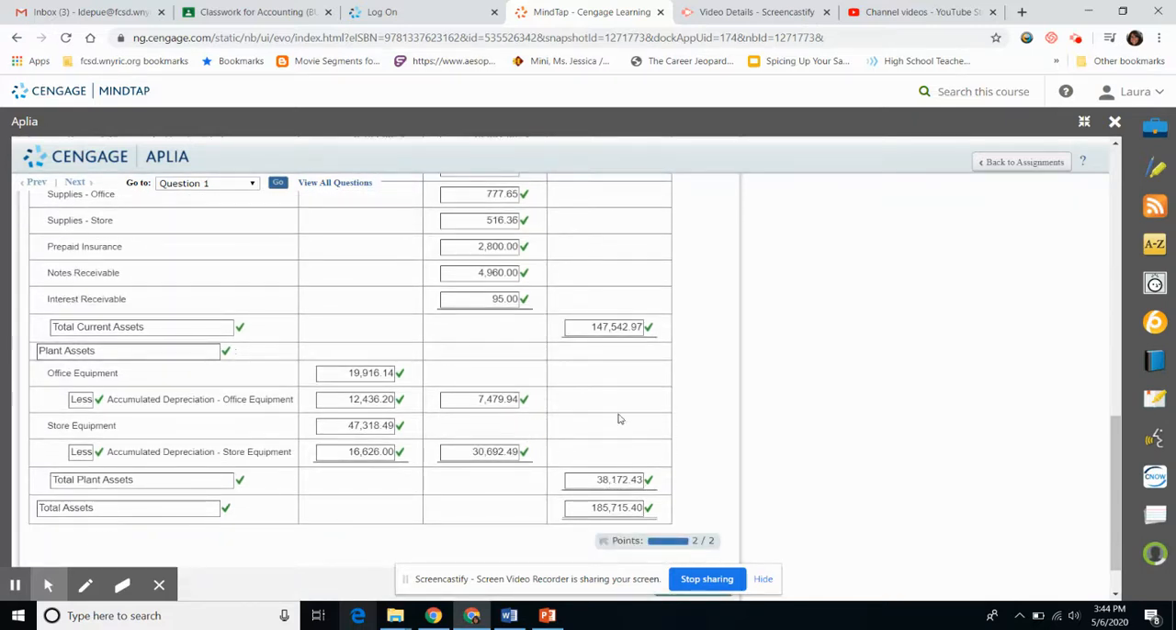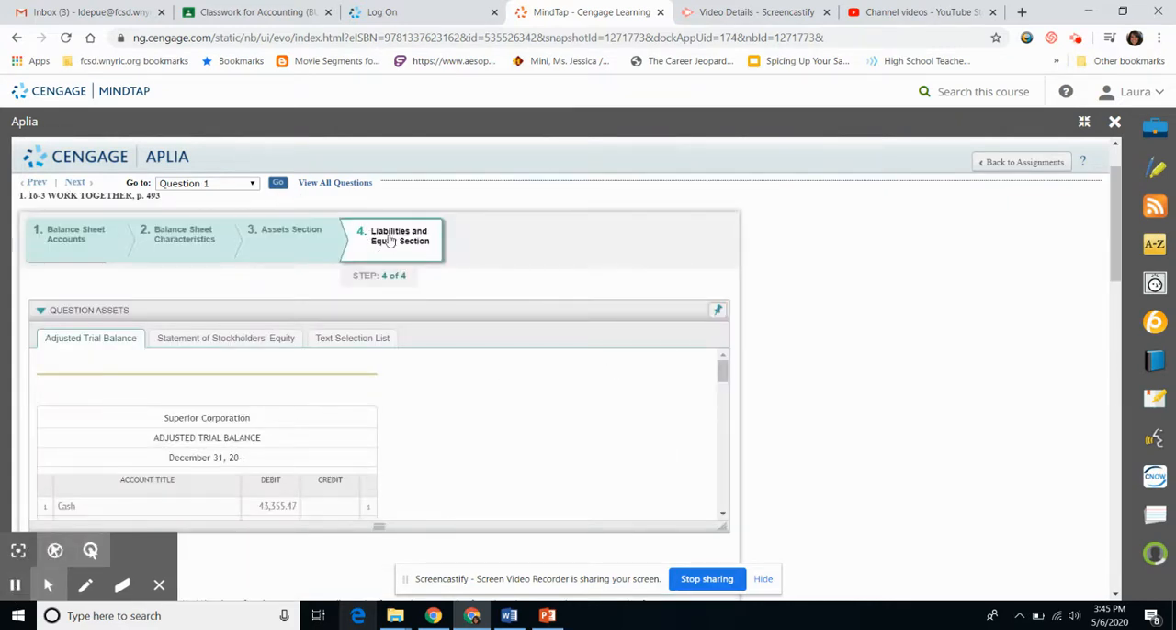Then to get our total assets, 147 of the current plus the 38,000 something in our plant to get a total of 185,715.40. I hope you did that math correct, but if you didn't, go back and see where you might have made an error by looking at these answers.